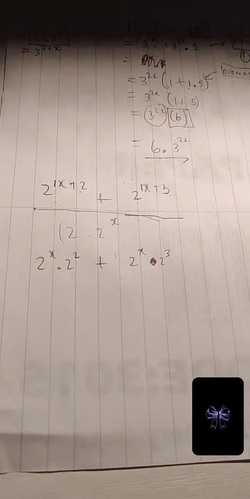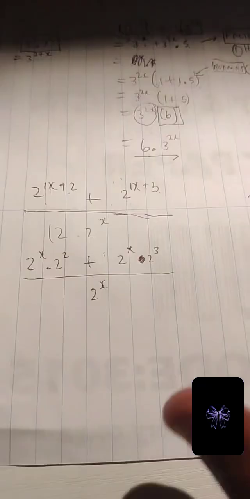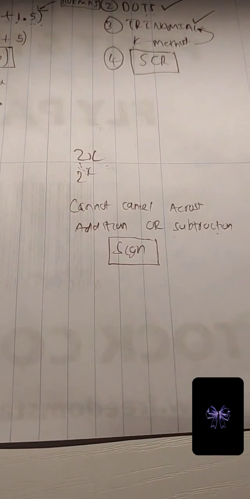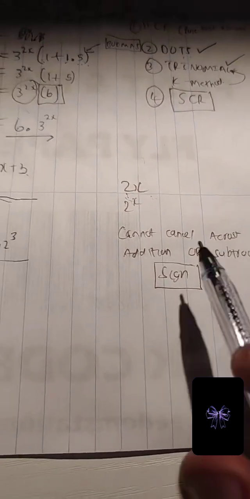Okay, so yes, once we've split, can we cancel out the 2 to the power x at the bottom with one of the 2 to the power x's? Now, be careful with that. There's a rule that says we cannot cancel across an addition or subtraction sign. It ain't allowed. So we need to be careful of that.